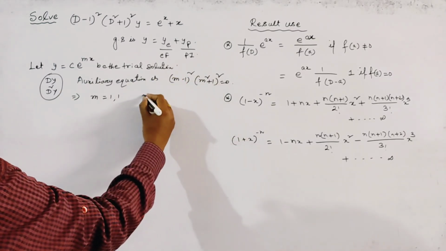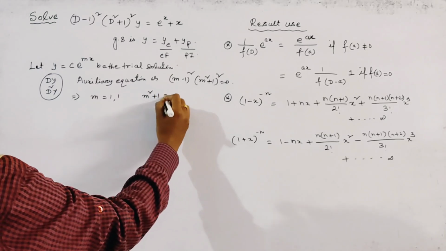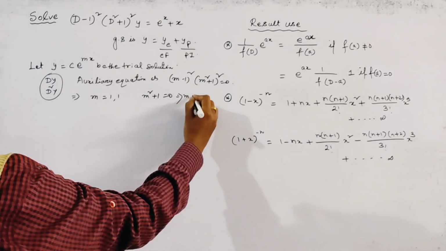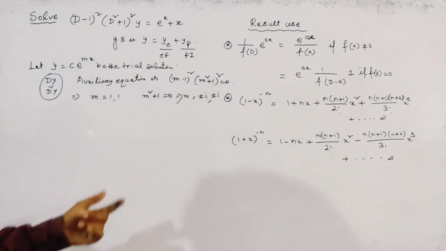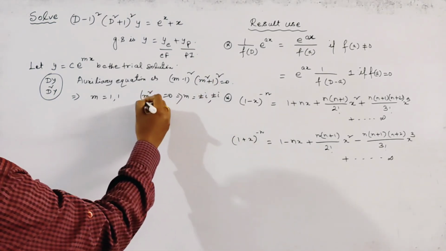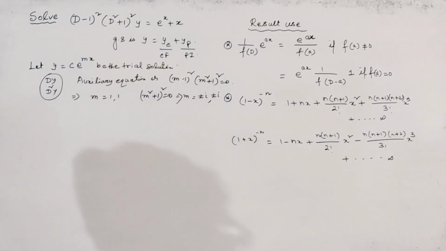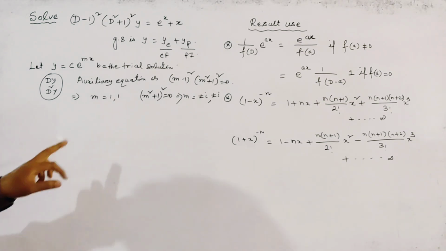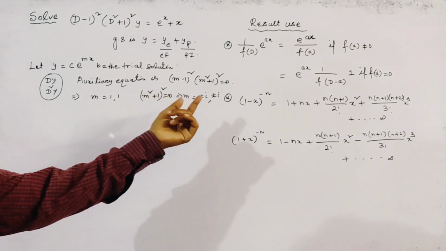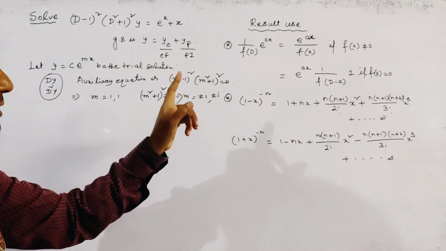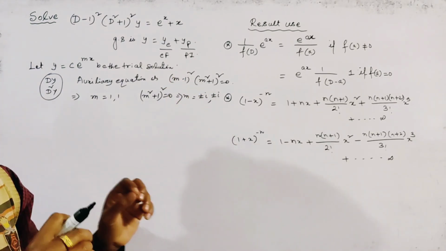And from here if we put m square plus 1 equal to 0, then we get m equal to plus minus i and again plus minus i. So we get two real roots which are repeated and 4 imaginary roots, but every root is repeated 2 times.